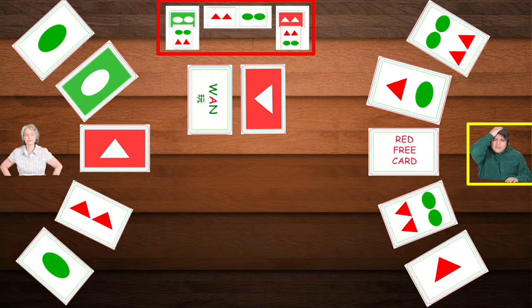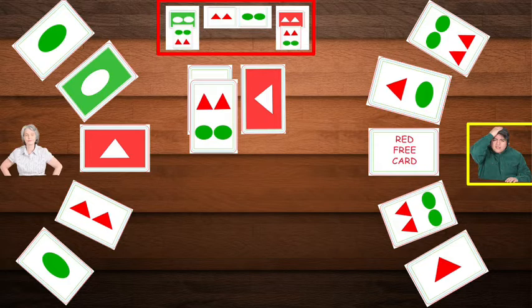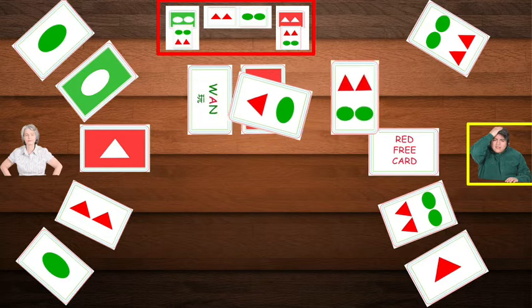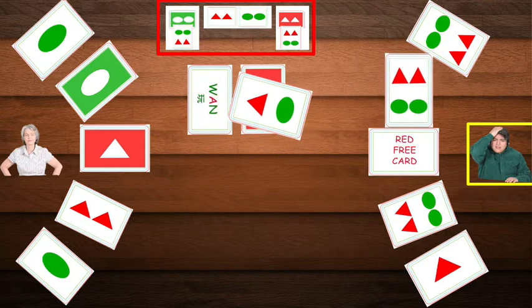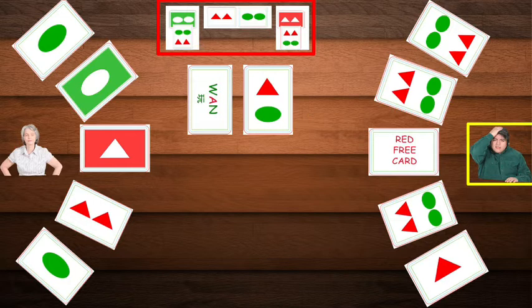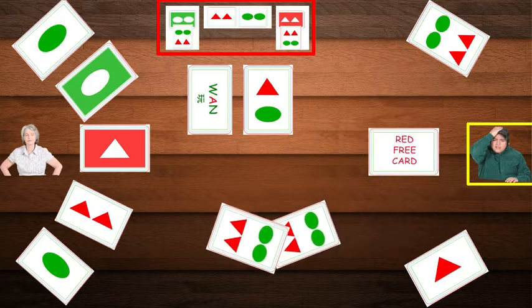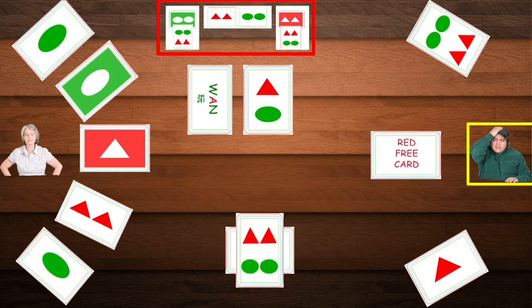What does he do? Does he draw from the discard pile or does he draw from the draw pile? What do you guys think? He drew from the draw pile. And he's switching out this one with that one. That's not a bad move, actually. That's decent. And now what is he going to do? What is he going to do with that mess? This one? And this one? 1 point.